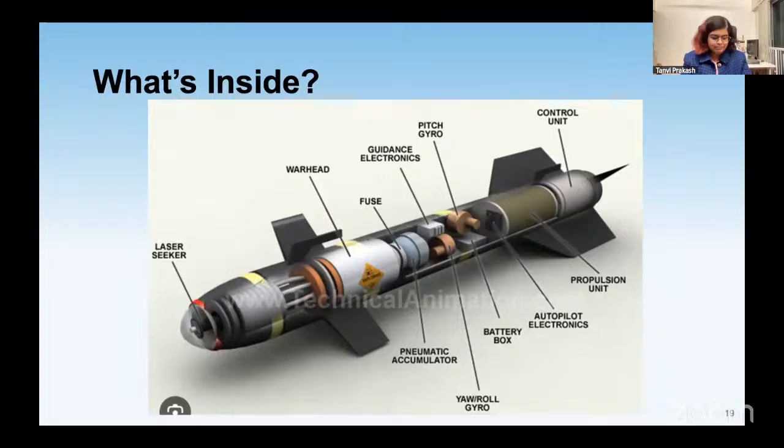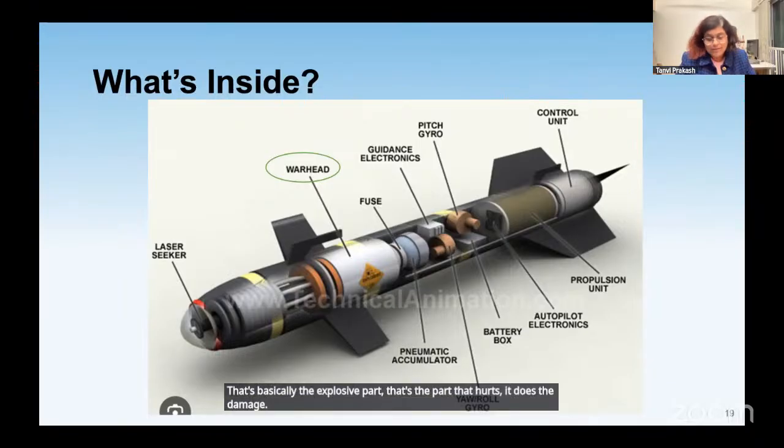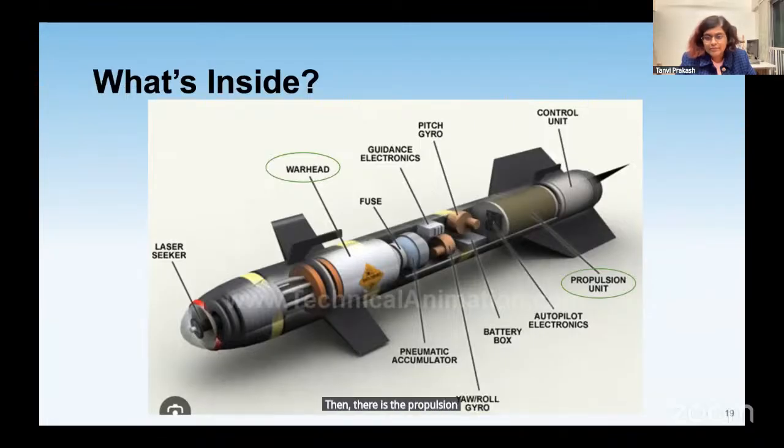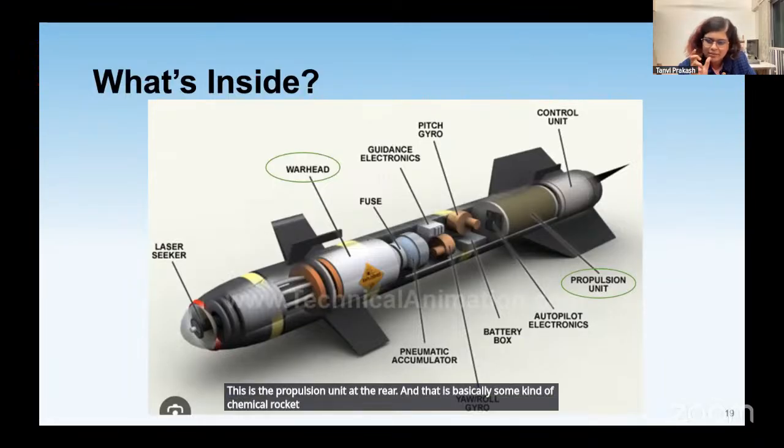Just to go a little deeper, what's really inside these, actually? So, of course, first things first, the warhead itself. That's basically the explosive part. That's the part that hurts. It does the damage. Then there is the propulsion unit. You can see this at the rear. I'm also going to point to it. This is the propulsion unit at the rear. And that is basically some kind of chemical rocket or some igniter or some kind of mini engine at the back, which propels the payload forward.